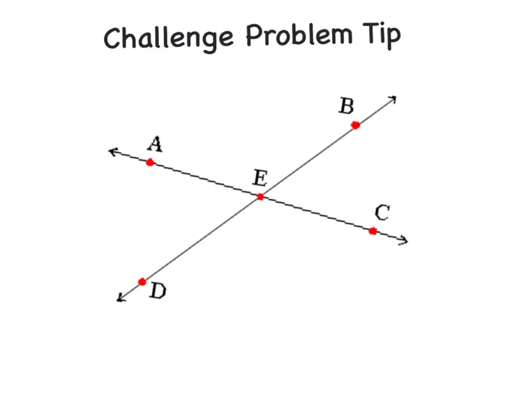Okay, this is just a tip for if you get to the challenge problem after you finished all of your homework, because I have a feeling some of you will finish that. Angles that are opposite each other are what we call vertical. So this angle and this angle are vertical of each other. And that means that they are the same. So I'm just going to make up a number. Let's say this is 120. So if this is 120 degrees, the angle across from it will be 120 degrees.